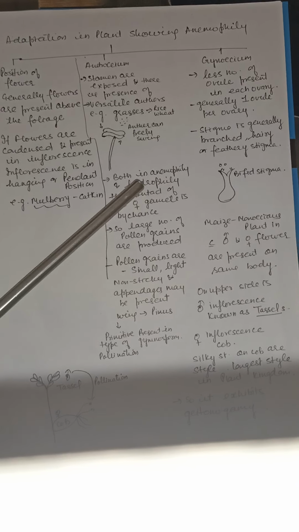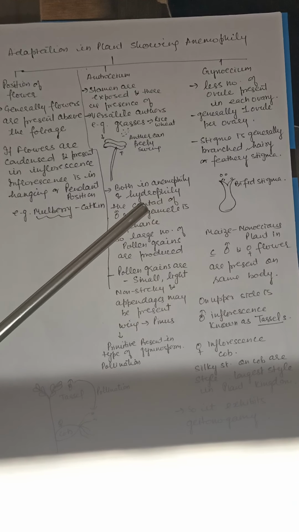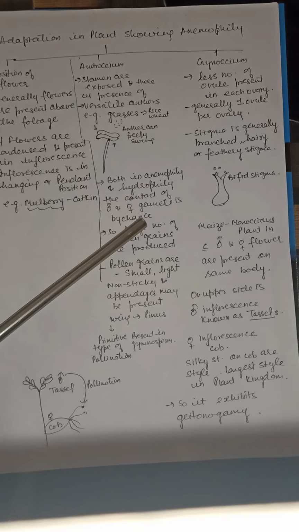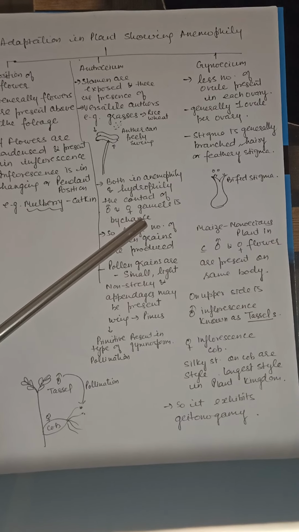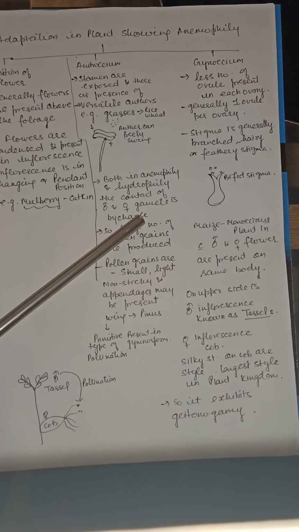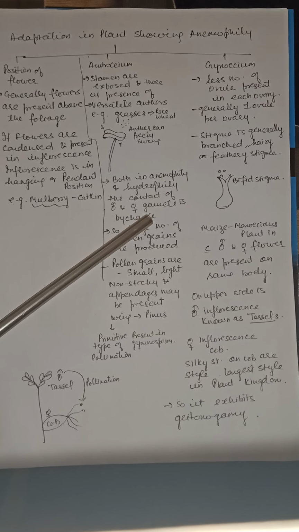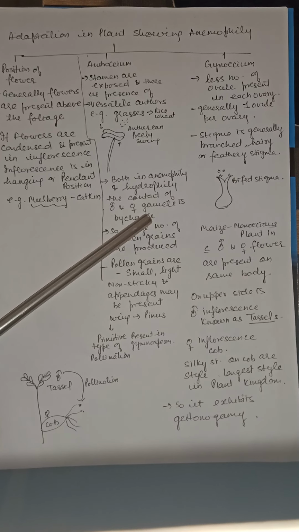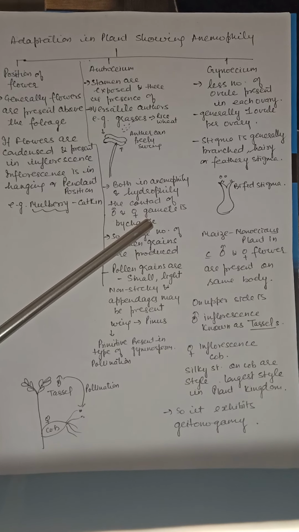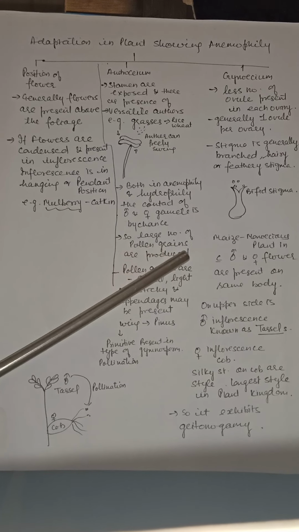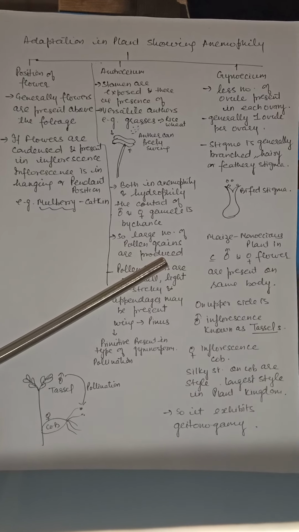Both in anemophily and hydrophily, the contact of male and female gametes is by chance. That is, formation of zygote is a chance process. Fusion of male and female gametes is a chance process in both anemophily and hydrophily. So, the male gametes, that is pollen grains, are produced in large number.